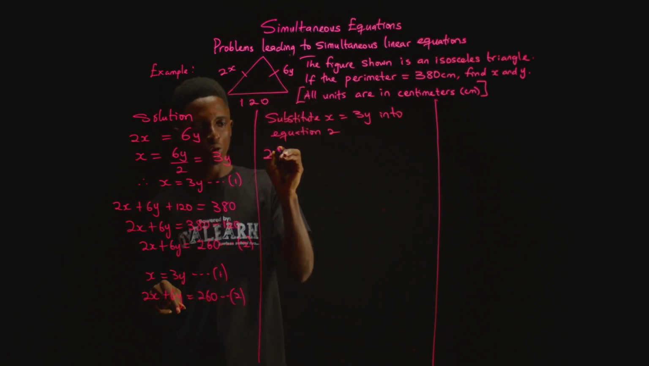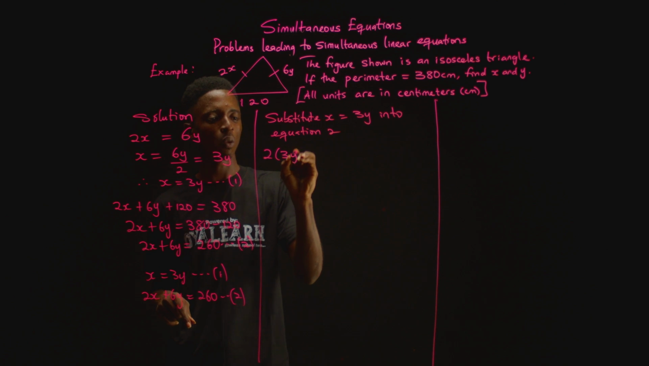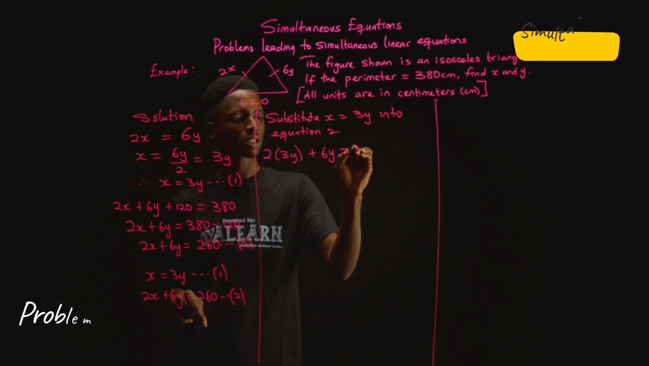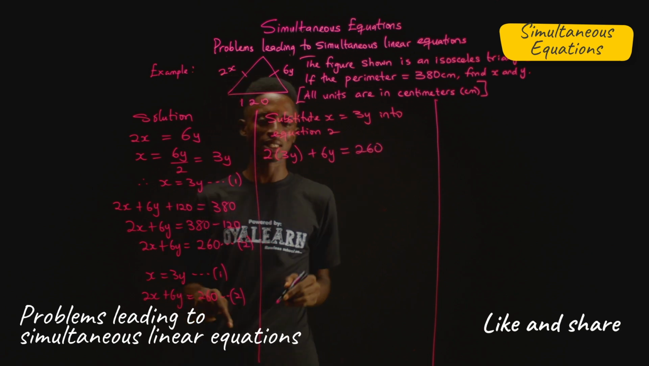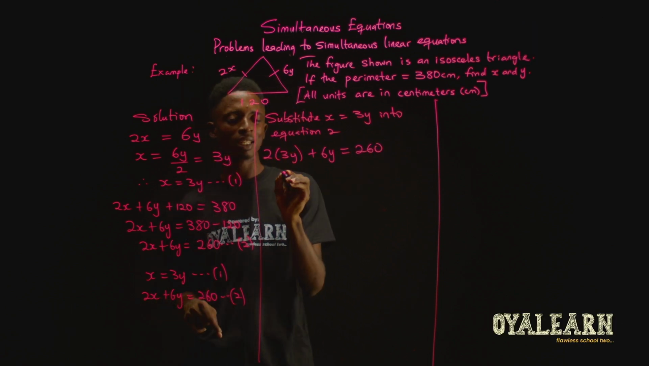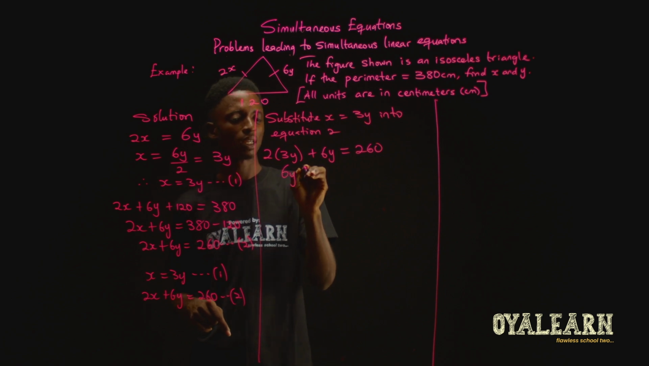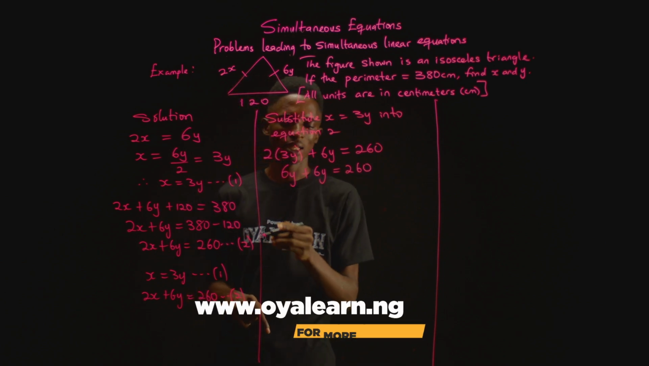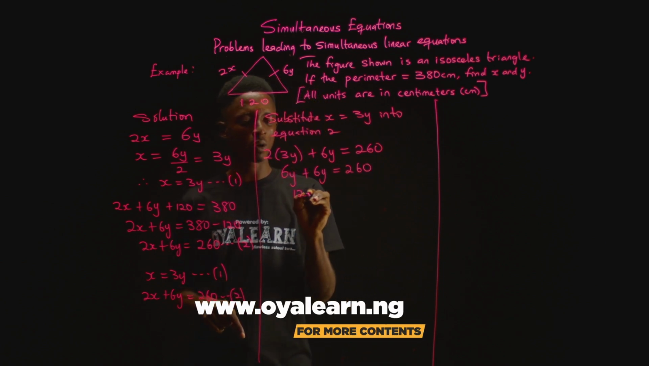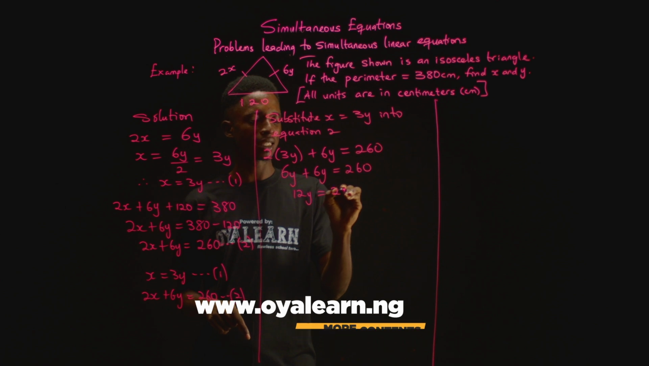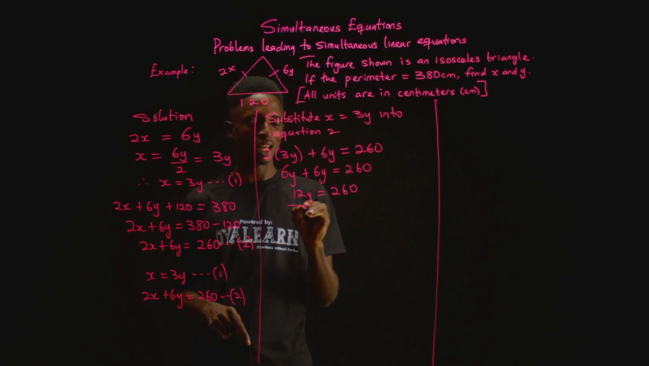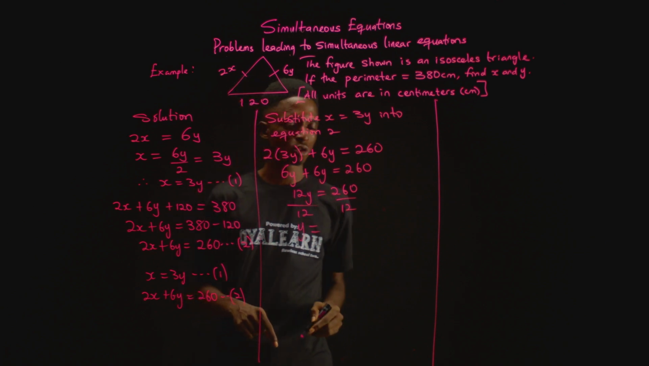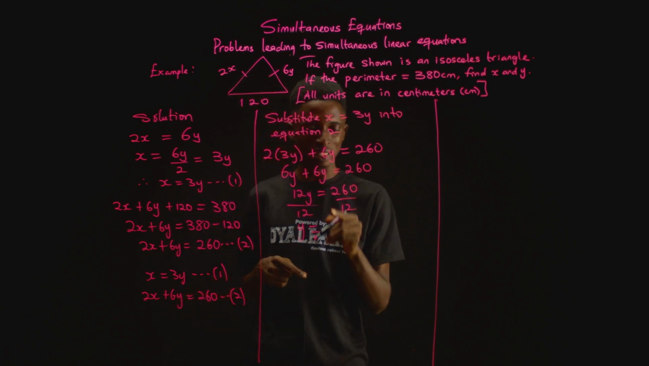Therefore, 2 times x, which is 3y, plus 6y equals 260. Now, 2 multiplied by 3 gives us 6. So we have 6y plus 6y equals 260. When we add this together, we get 12y. So 12y is 260. Now let's divide both sides by 12. And then our y becomes 260 divided by 12.